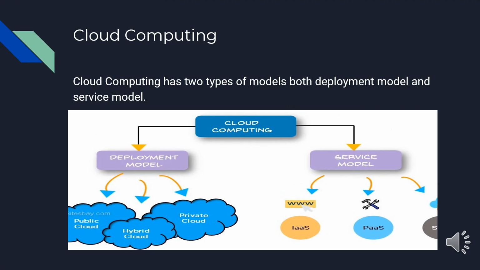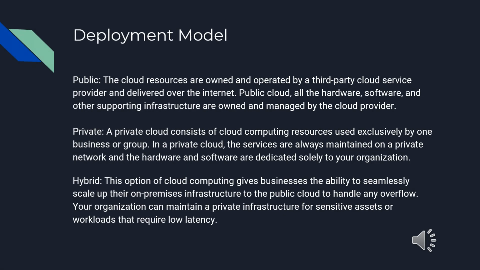Cloud computing has two types of models, deployment model and service model. Looking into deployment model, there are three different types of models. There's public, private, and hybrid.